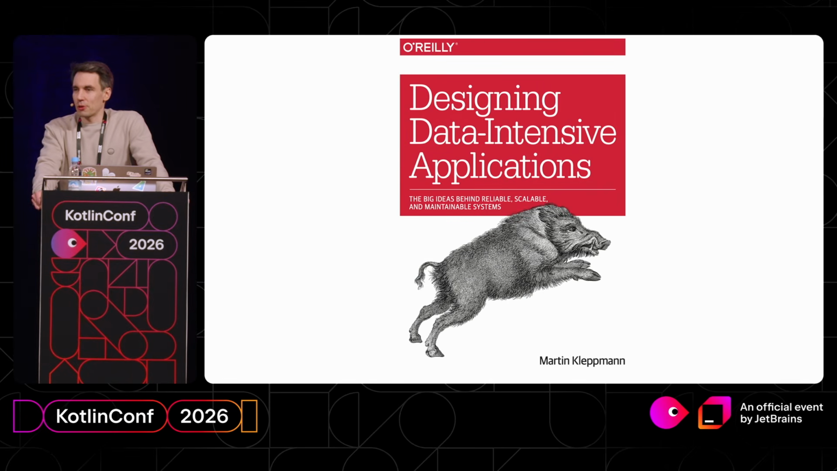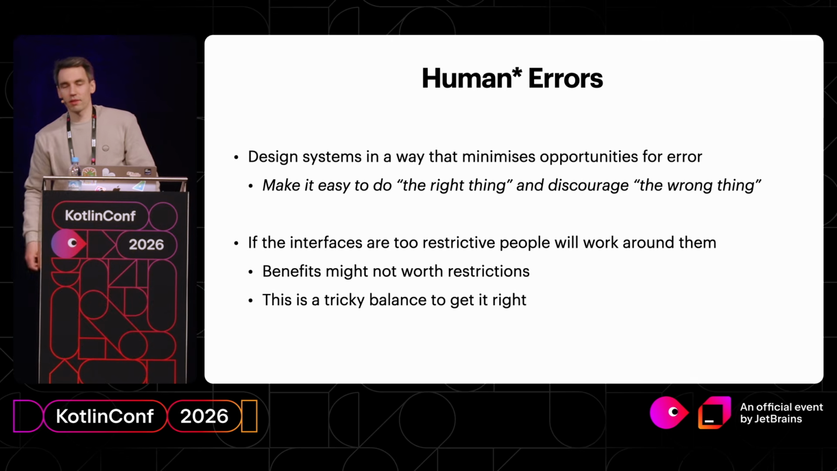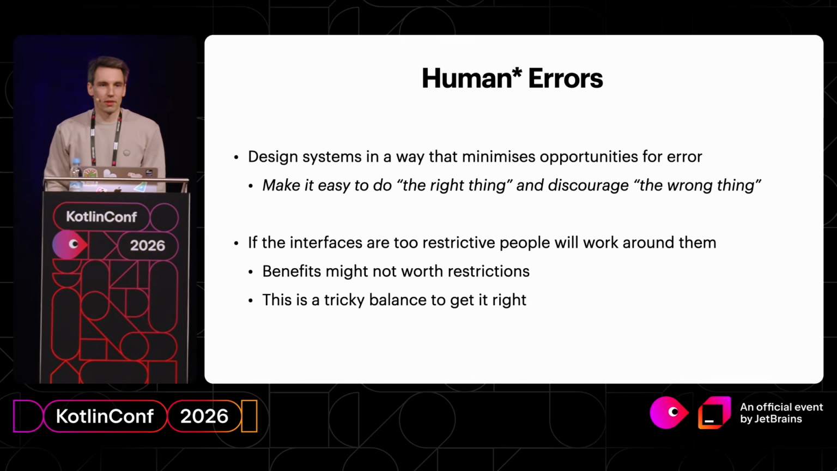I think it's also nicely put about defaults and, in general, system design in this book called Designing Data-Intensive Applications. While it's about data-intensive applications, it's also a really nice book for system design. In the beginning, there is a section about human errors. It says that you have to design systems in a way that minimizes opportunities for error and makes it easy to do the right thing and discourage the wrong thing. And the same thing applies for a language.